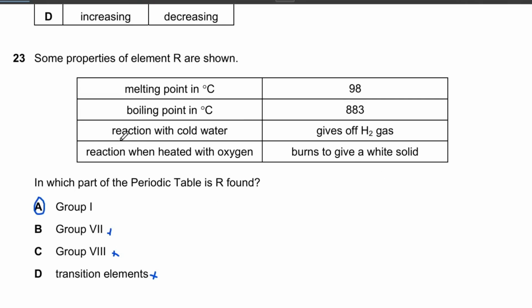We can also confirm it by this. Reaction with cold water gives off hydrogen gas. That's a metal. When metals react with cold water, hydrogen gas is given off. So it means it's a metal. And if it is a metal, that means it should be group 1, because group 1 are metals.